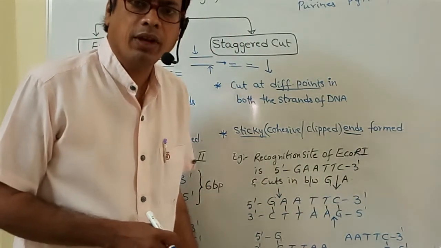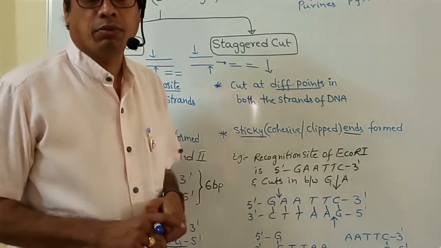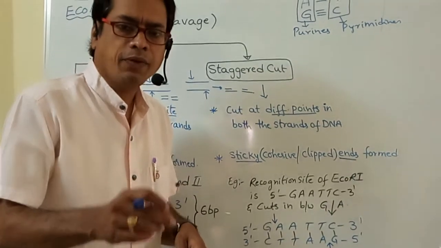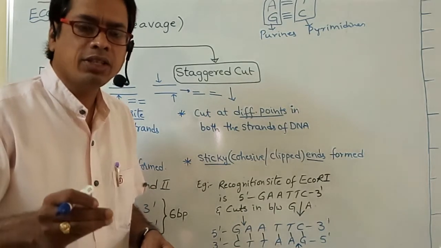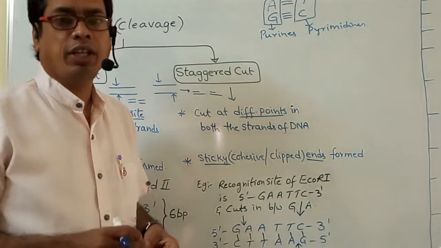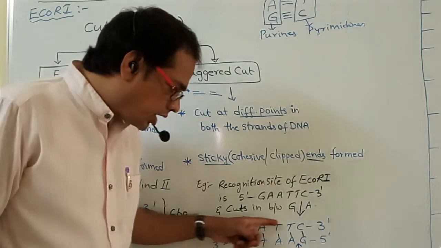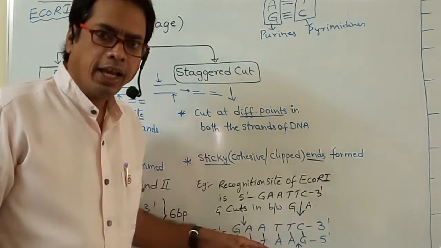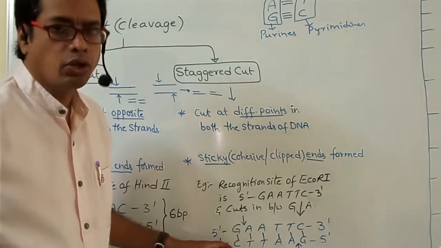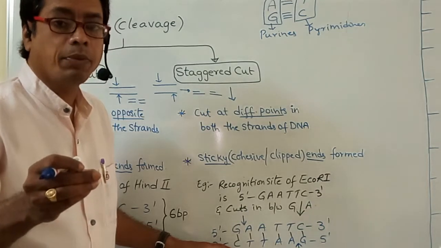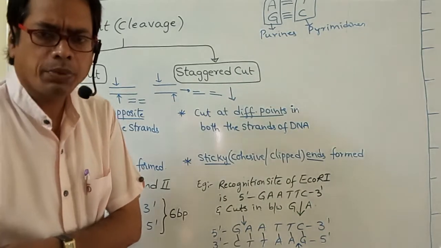What is a palindromic sequence? When we read both the strands in 5 to 3 direction, the reading frame is the same. The nucleotide sequence is the same in both the strands of DNA. That is called a palindromic sequence. See, GAATTC in 5 to 3 direction I read. Again in 5 to 3 direction on the lower strand, this is 5 and again GAATTC. So the same reading frame is obtained when we read both the strands in 5 to 3. That is the palindromic sequence.